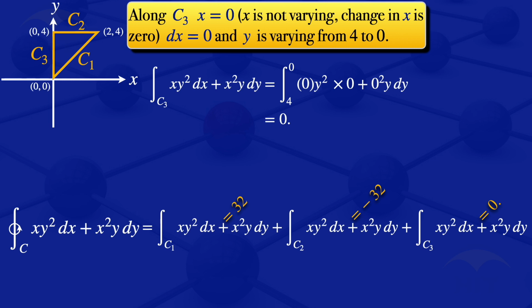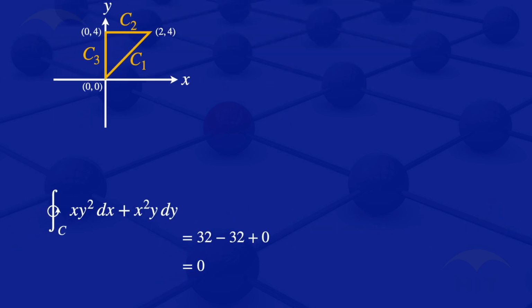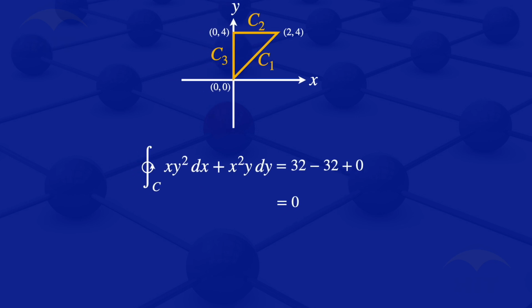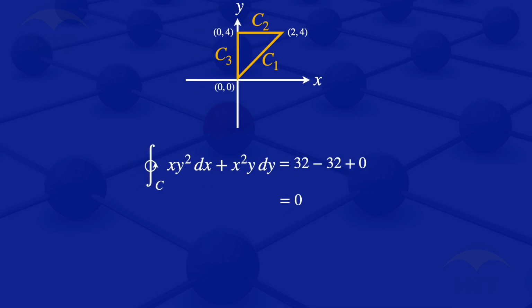And now to evaluate the integral along the curve C, it's a combination of those 3 line integrals. And we get 32 minus 32 plus 0, and it will give us 0. So what we are having there is that the integral of xy squared dx plus x squared y dy along the curve C equals 0.